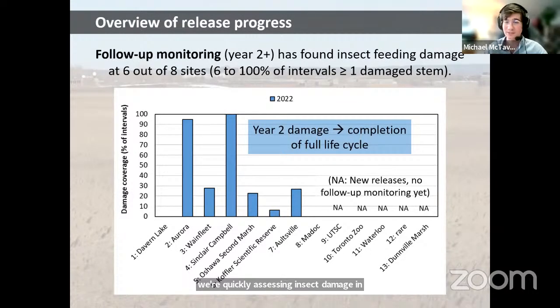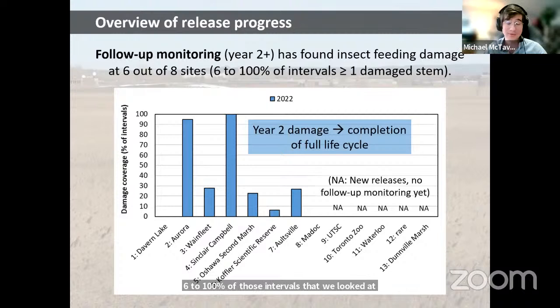Again, if a site is relatively new, then we're not going to have follow-up monitoring data, so that's why some of those are NA. Of the sites that are 2 years or more in, out of 8 sites, we saw follow-up damage at 6 of them, with damage ranging from 6 to 100% of those intervals that we looked at containing at least one damaged stem.